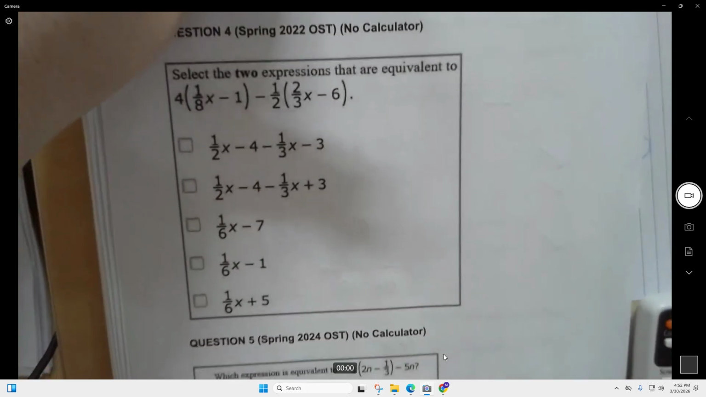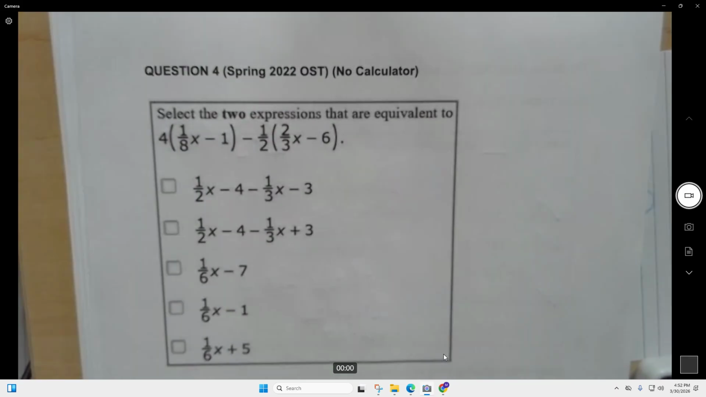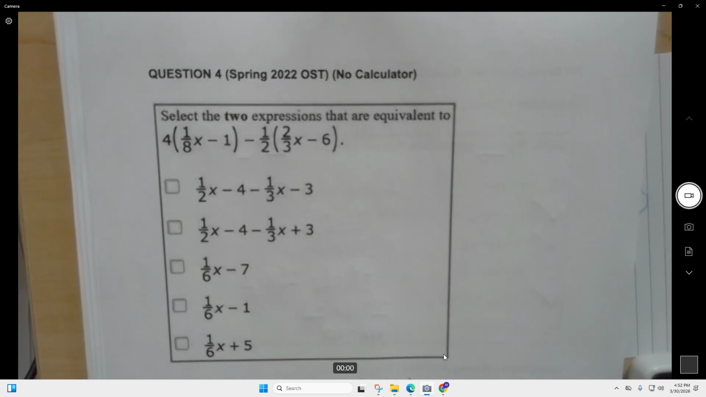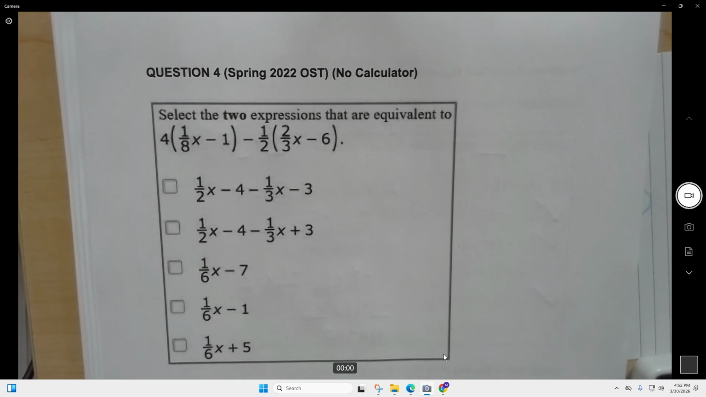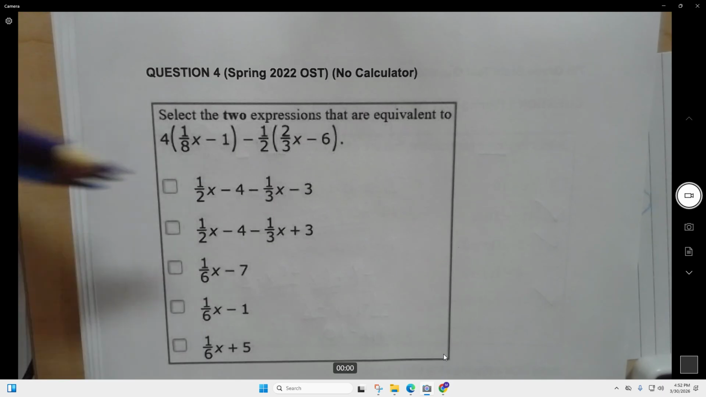All right. Question 4 from the Spring 2022 OST. No calculator allowed on this one. Select the two expressions that are equivalent to this whole thing.